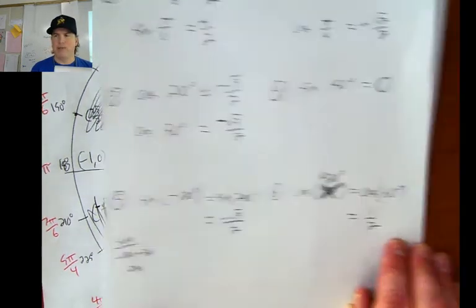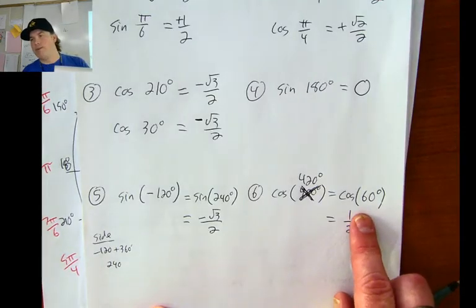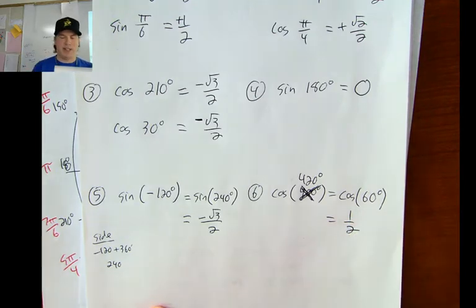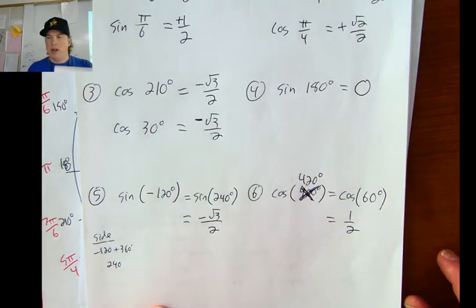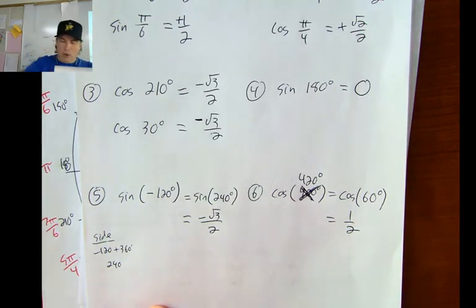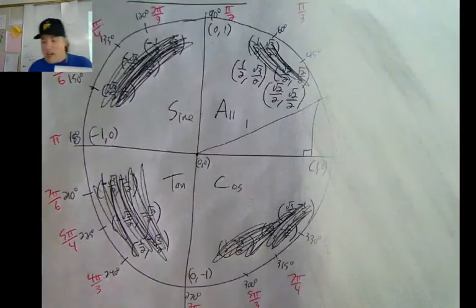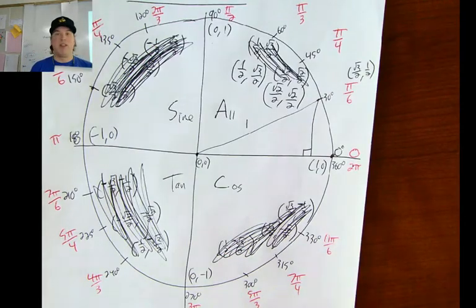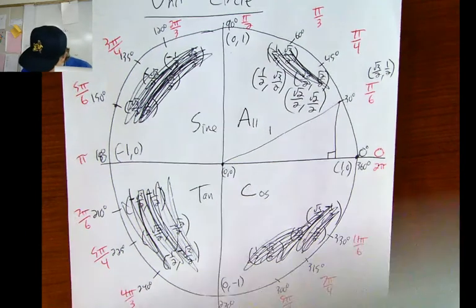Finally, if it's first quadrant, you don't have to worry about reference angle. Cosine 60 degrees, it's just 1/2. Whew! So 2 different ways to do unit circle problems. Now there's forwards problems, then there's also backwards problems.